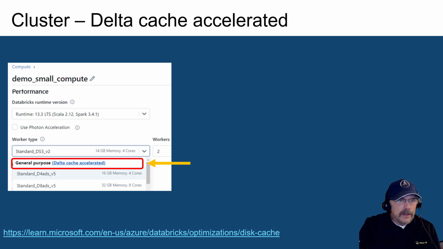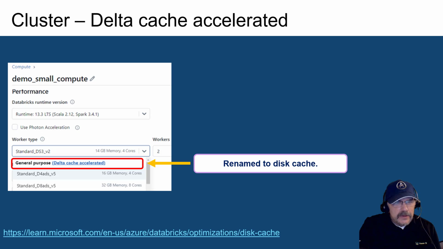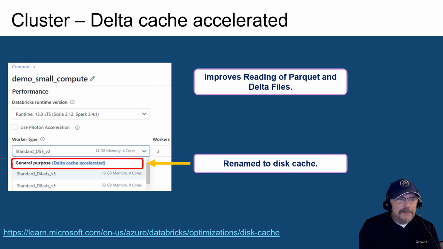Another thing I want to call out is when you're creating your nodes, you have the option of picking Delta Cache Accelerated. This has been renamed to Disk Cache, but the bottom line is that by using this, it automatically caches data that it feels is appropriate, and this improves reading of Parquet files, which means Delta files as well. So if you have Delta tables, data lakehouse, and things going on, then having Delta Cache Accelerated will help you. And the nice thing is you don't have to specify when to cache things. It will do it automatically. You always have the option, with or without that turned on, to cache things you want to in code.